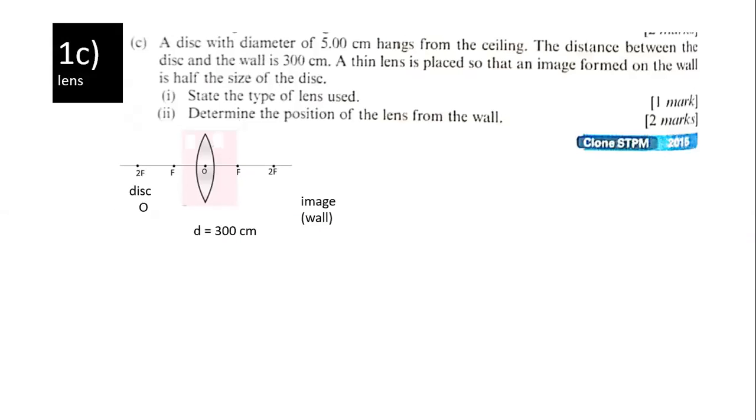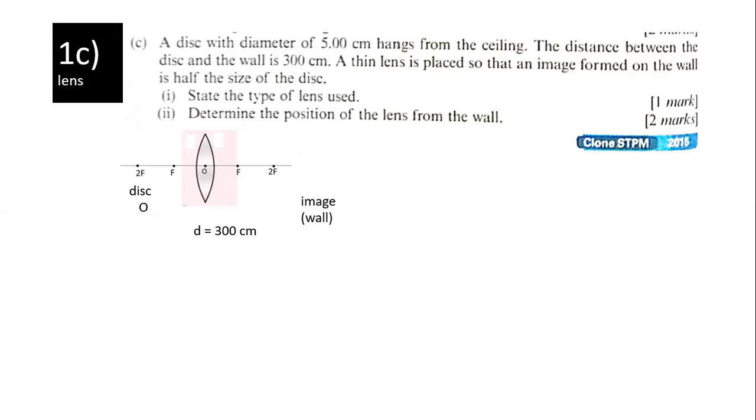All right, sir. Part C. Last question, sir. Our time is up already. Okay, let's finish the last part C.